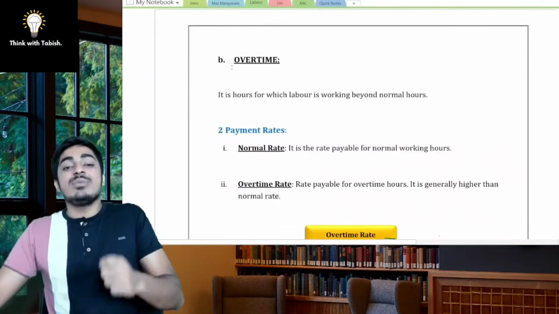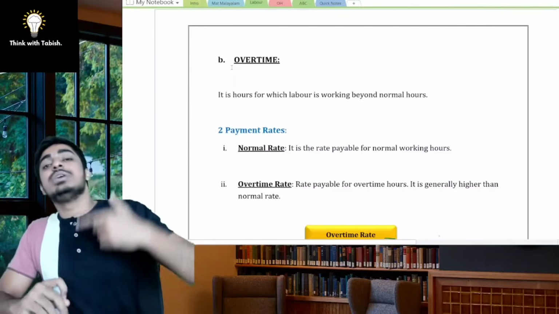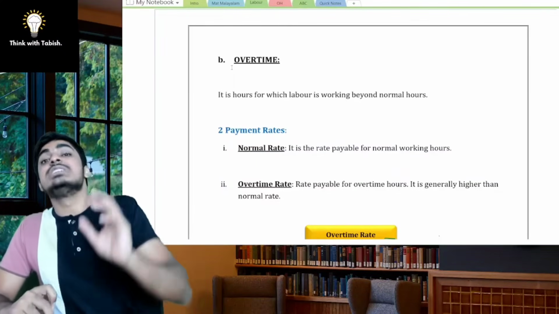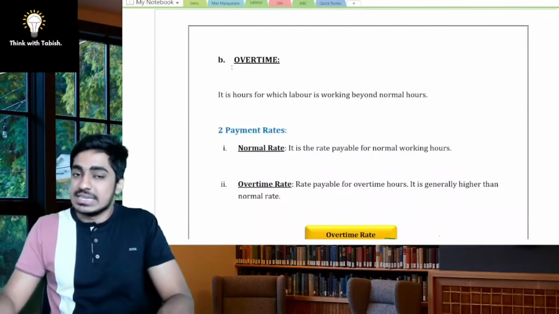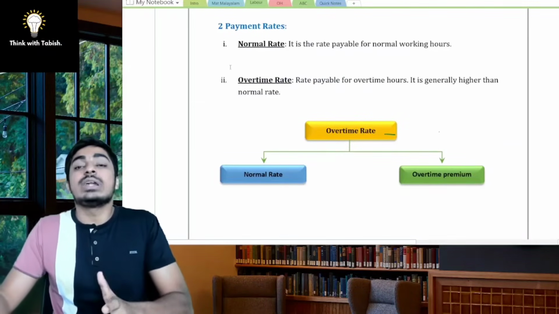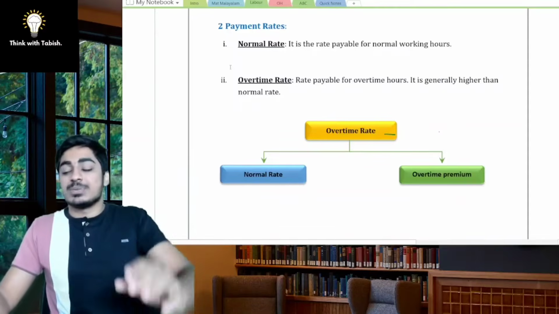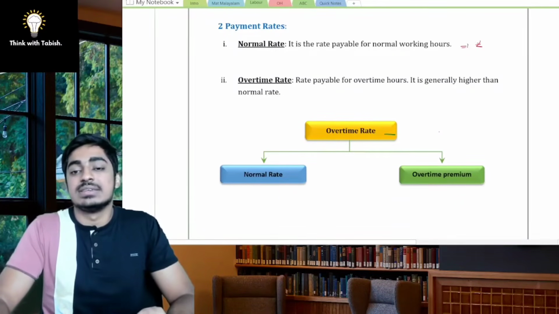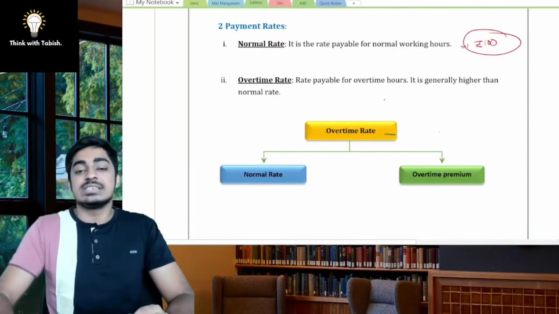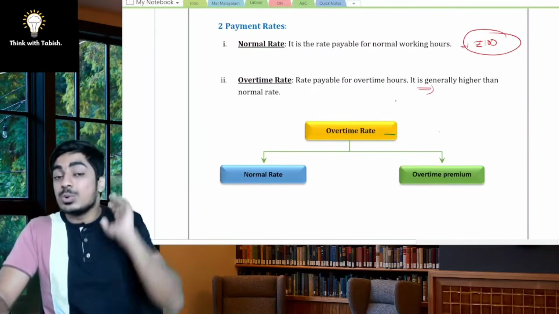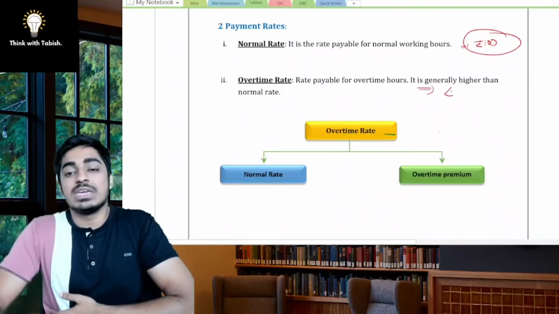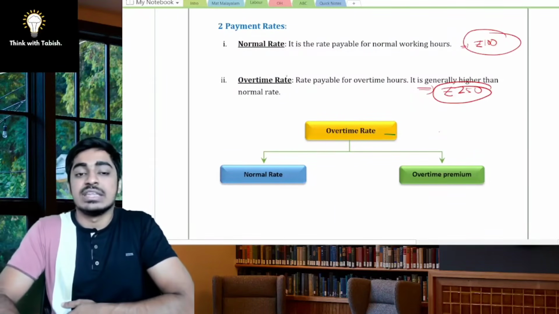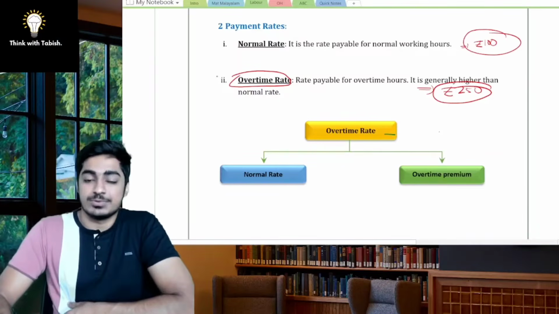It is the time for which an employee is working beyond the normal hours. Yes, the employee is required to work for 8 hours, but he is working for 10, 12 hours. So if he is working overtime, we have to pay him more. Suppose for the normal working hours, we are paying him only 100 rupees. It is the normal rate. If he is working overtime, we have to pay him more. Suppose we are paying, say for example, 250 rupees per hour for the overtime. Then the overtime rate will be 250 rupees.